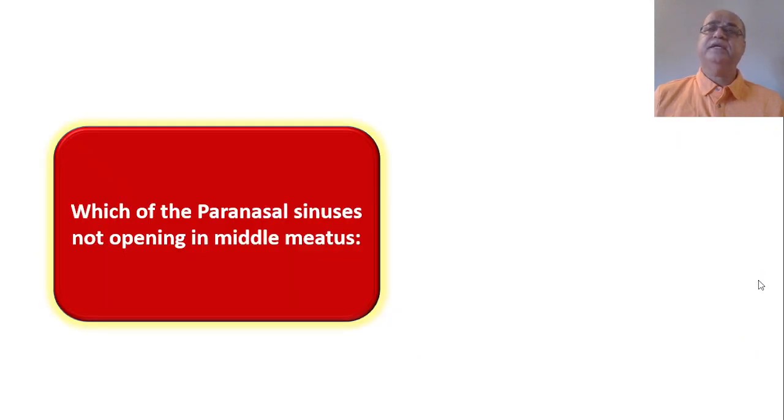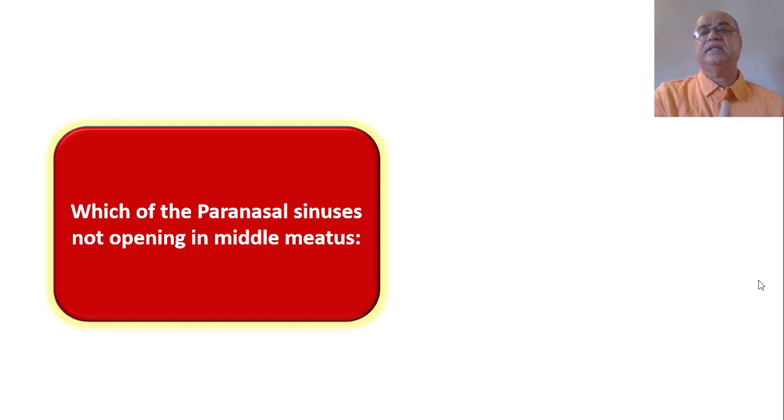And by the way, the middle meatus is the area in the lateral nasal wall which has the ostiomeatal complex, and that is a very important area as far as the pathology of the sinuses and their treatment is concerned, specifically functional endoscopic sinus surgery, abbreviated as FESS. So which of the paranasal sinuses does not open in the middle meatus? If you remember the anatomy of the lateral nasal wall and middle meatus, you can cover 90% of the anatomy of the nose very well.